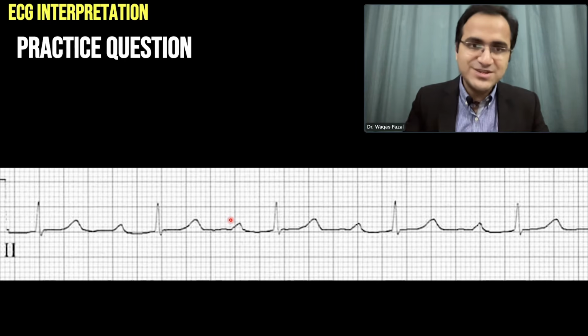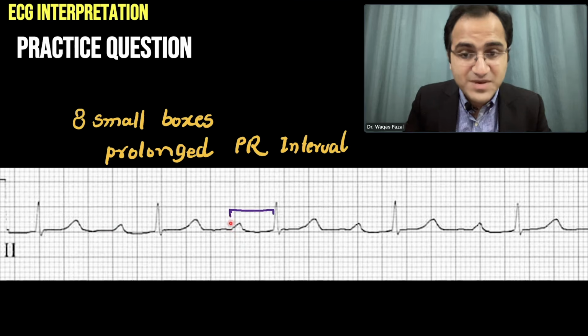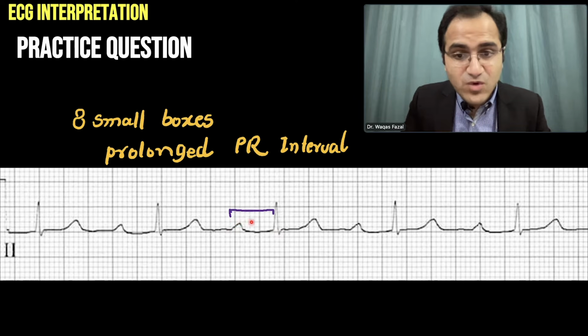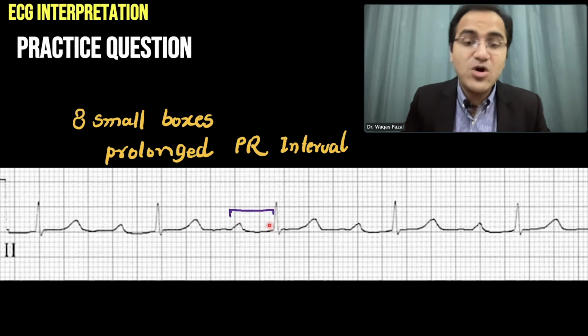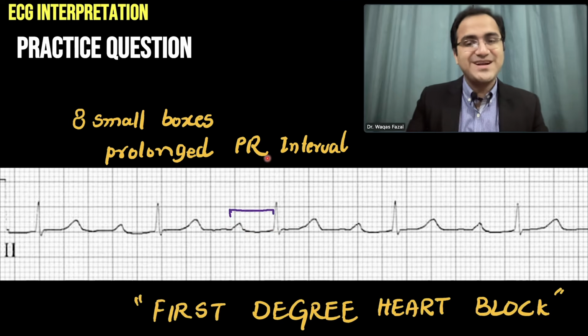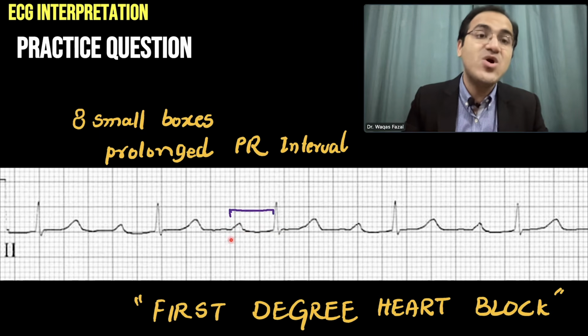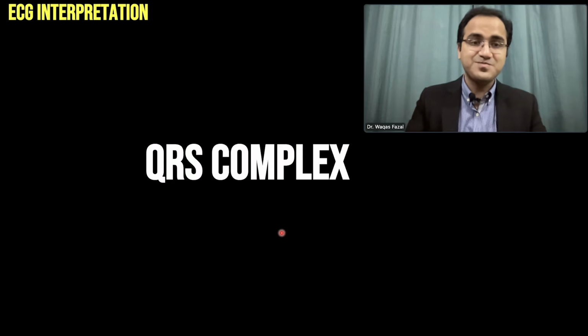Now, coming to the answer of this ECG, if you look at this ECG from the start of the PR interval to the start of the R wave, there are so many small boxes, 1, 2, 3, 4, 5, 6, 7, 8, almost 8 small boxes are there, which is a prolonged PR interval. This is a first degree heart block. This PR interval is increased. It is taking a longer duration of time for the signal to travel from atria to the ventricles.